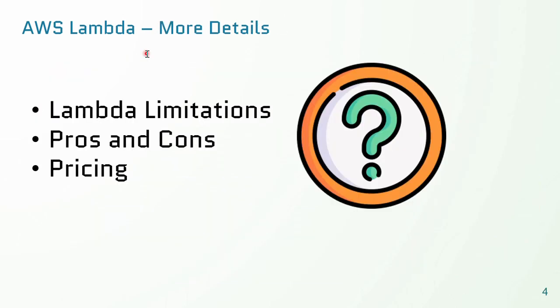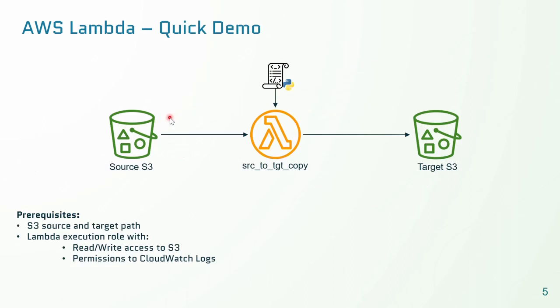With that quick introduction, we'll get into the demo. We will cover more details about AWS Lambda, like its limitations, pros and cons, and pricing in the next video. Okay, so today's demo is not going to be of any real time scenario. It's just meant to give a flavor and feel of what AWS Lambda is, and how we can create a Lambda function to achieve a task.